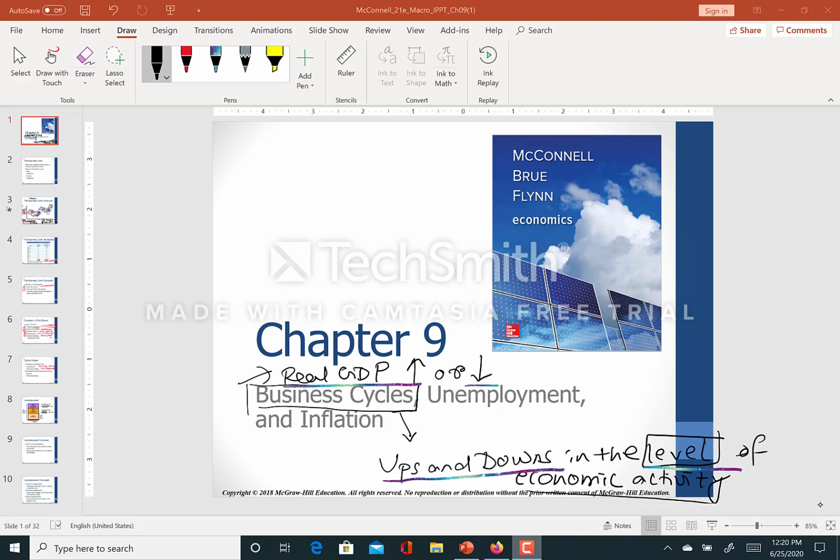Hey everyone, let's look at business cycles. That's the first part of chapter 9. By business cycles, we mean ups and downs in the level of economic activity. By that, we mean the real GDP is either increasing or decreasing, and we are looking at short-run economic fluctuations.